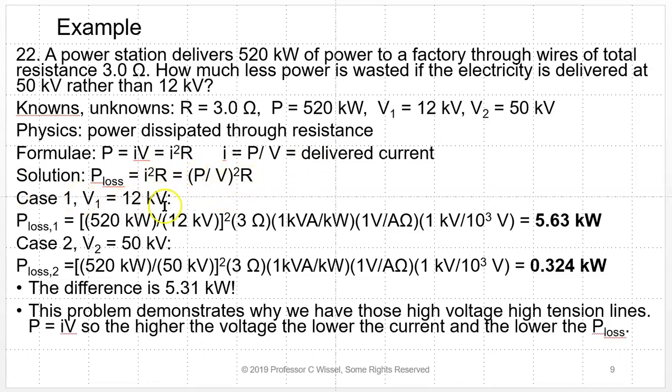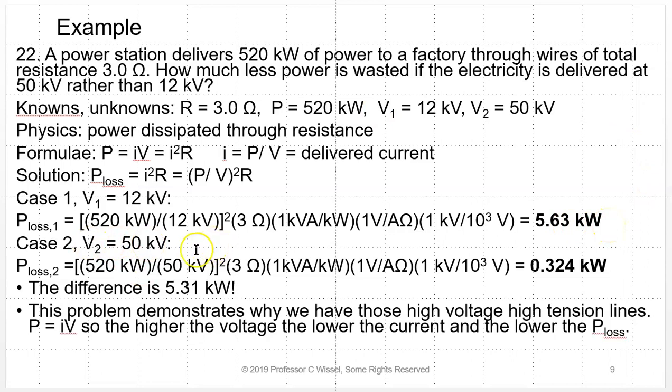Case 1, V1 is 12 kilovolts. So the loss in the first case is 520 kilowatts divided by the 12 kilovolts, that total squared, times 3 ohms, which is resistance, and a bunch of unit conversions here, including one for kilovolts to volts. When we do that, we wind up with 5.63 kilowatts.